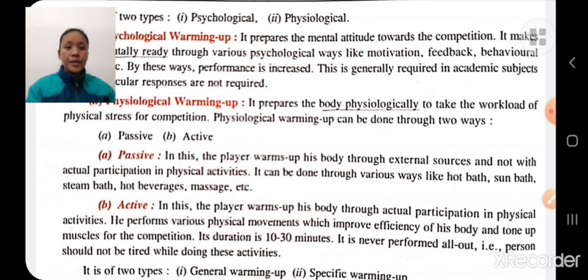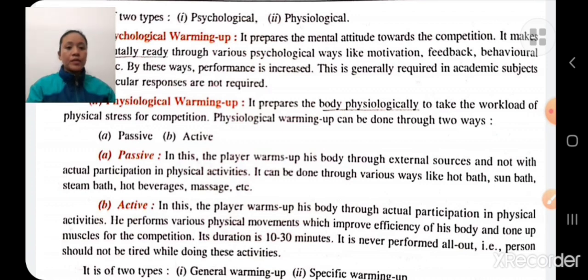Passive warming up means increasing the body temperature through an external source, like a hot bath, a sun bath, or a massage, etc. These are passive warming up: warming up the body with some external source.